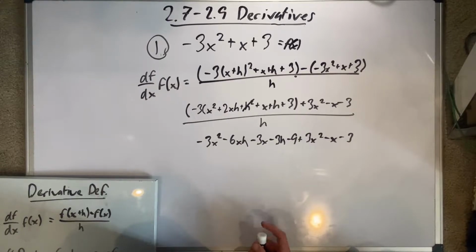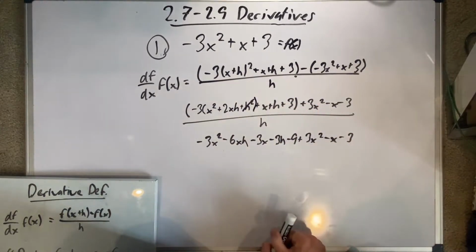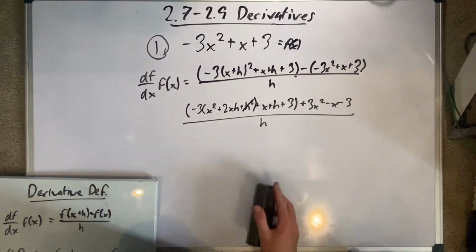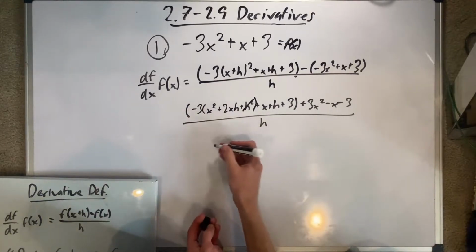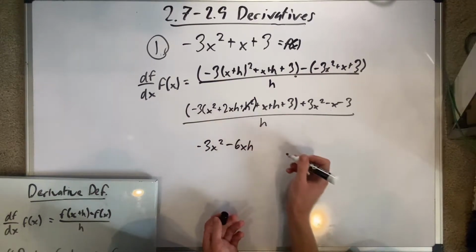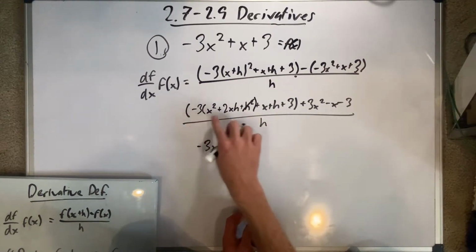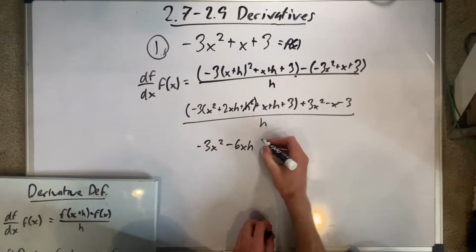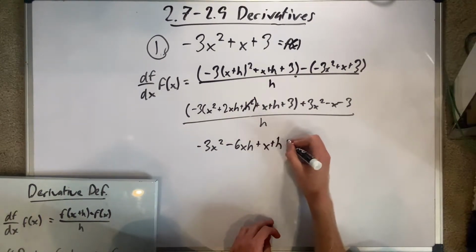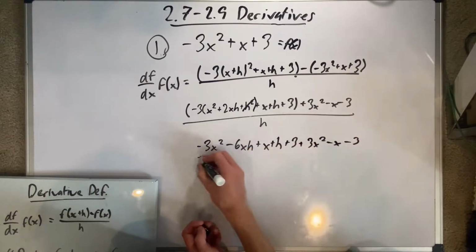Oh yeah, I did. So this is supposed to stop off right there, then that's supposed to be like that. Okay, that explains where I did something wrong, because I was like, where's this 9 coming from? Things should cancel out appropriately, and if you notice it quickly, then you can get it correctly. Minus 6xh. Negative 3 times a negligible thing is 0. So plus x plus h plus 3, plus 3x squared minus x minus 3, all over h.